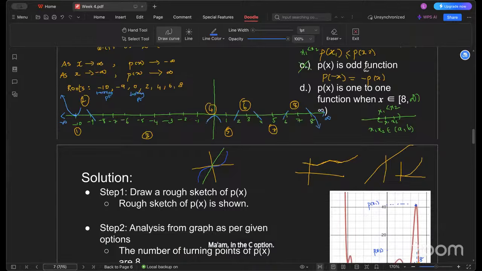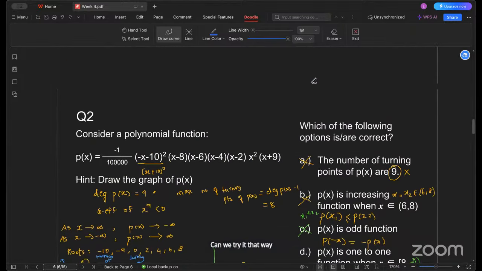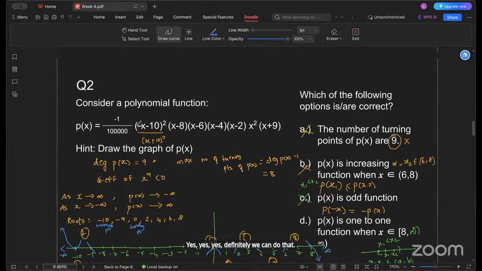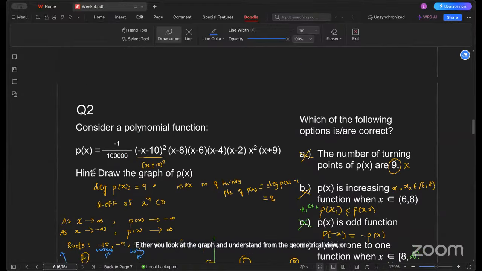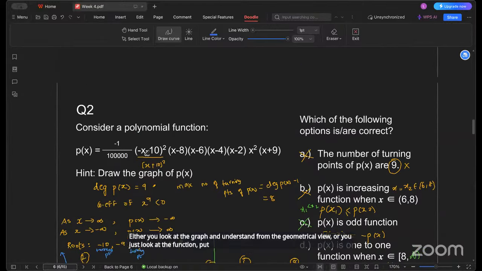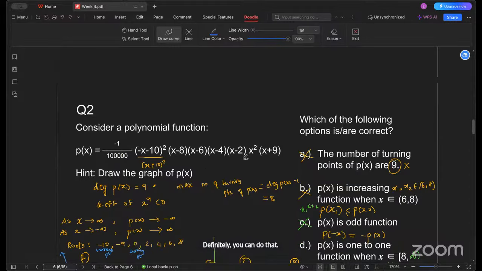Ma'am, in the C option, P(x) is an odd function. Can we put a negative value in the function and check whether the result is minus P(x)? Yes, definitely we can do that. That's what I said. Either you look at the graph and understand from the geometrical view, or you just look at the function, put P(minus x) and see whether you are getting minus P(x). Definitely you can do that.